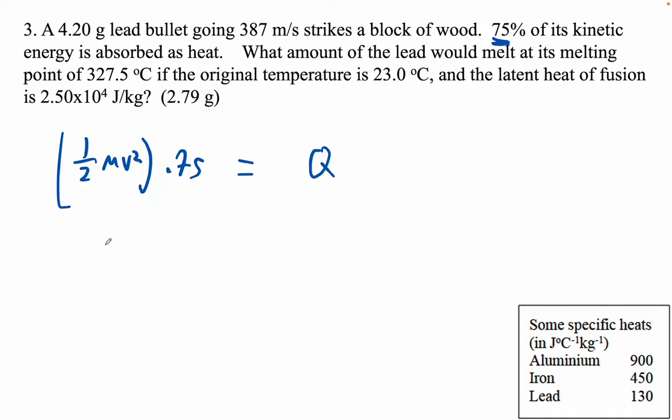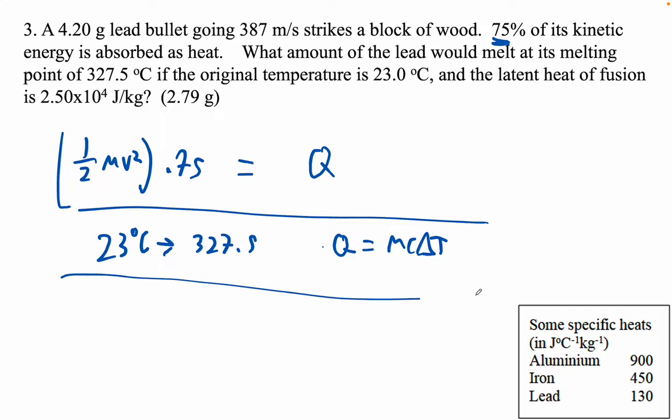We're going to take that lead from 23 degrees Celsius to 327.5, and that's going to be Q = mcΔT. Presumably there's enough to heat it to its melting point, and then whatever's left over, we subtract this Q, and set that equal to m times L.